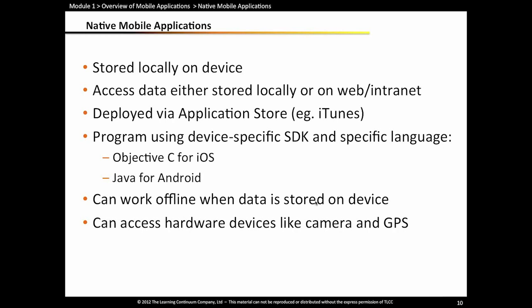But for the most part, it actually requires you to code in the quote-unquote language that those applications are written in. So Objective-C for the iOS, Java for Android, and then again, that's just like deploying a Notes Domino application to a Domino server. It is very, very platform specific. The good news, or the pros, if you will, to the native applications is, like I said, they can typically work offline when data is stored on the device. Access hardware devices, again, like camera and GPS.